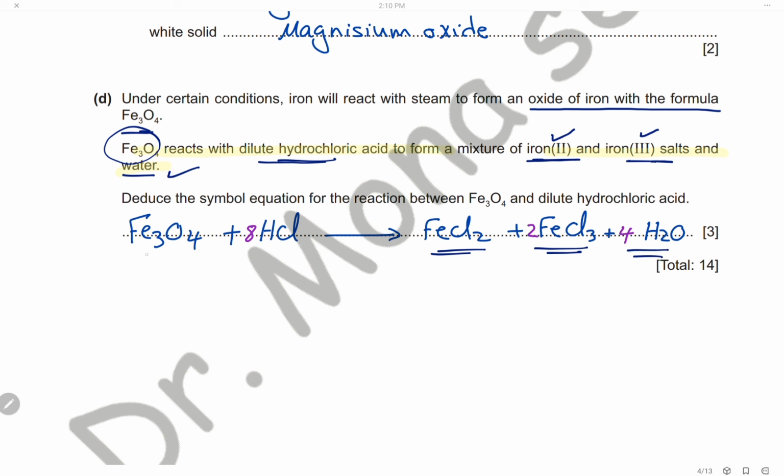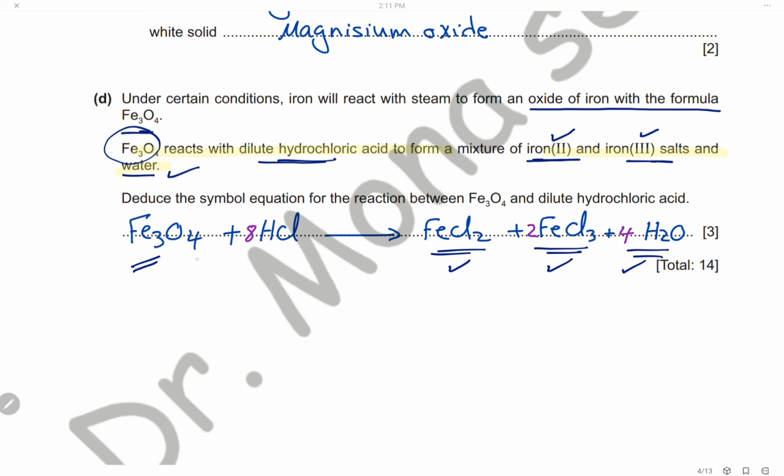So the reaction of iron oxide Fe3O4 with HCl will give iron(II) chloride, iron(III) chloride, and water. We still have to balance the equation, so we will start by balancing iron. We have 3 irons: 1 iron in iron(II) chloride and 2 irons in iron(III) chloride.